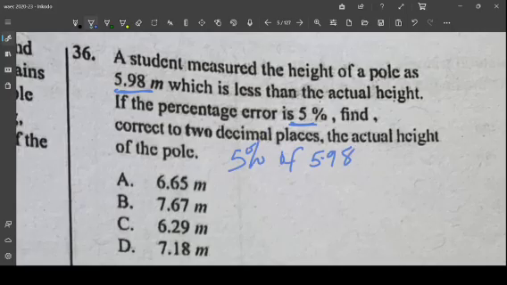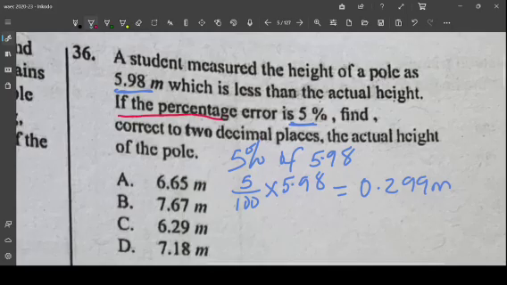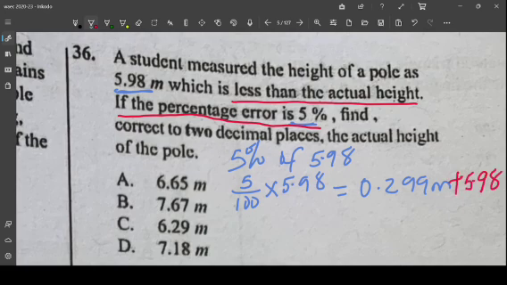So let's find out what 5% of 5.98 actually is. 5% is 5 over 100, right, times 5.98. So when you solve this, you're going to get 0.299 meters. So this percentage error of 5% means he made an error of 0.299 meters. So how do I get the actual height? Since I was told that what he measured was less than the actual height, all I need to do is add this to what he measured so that I can get the correct height.